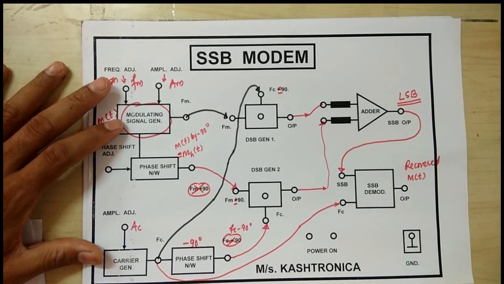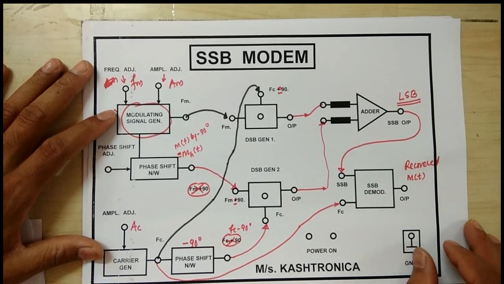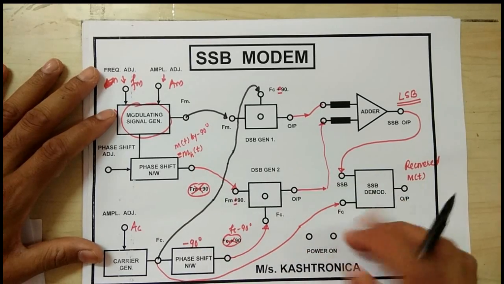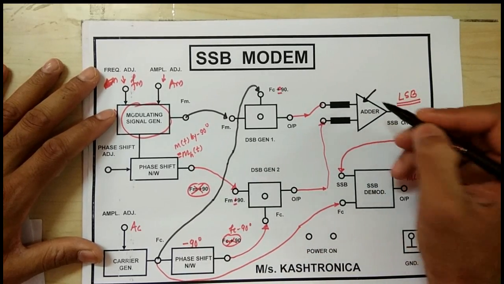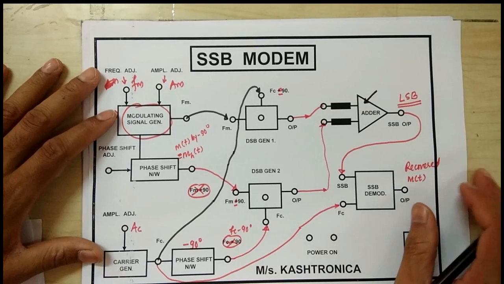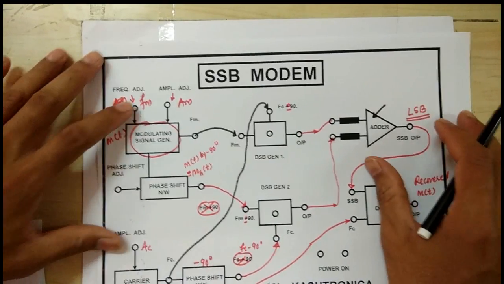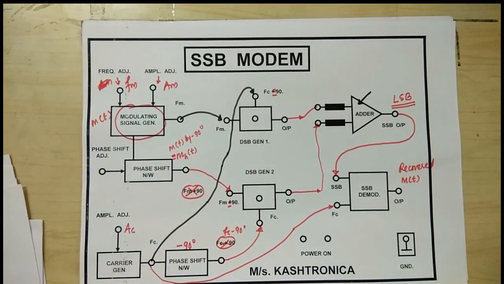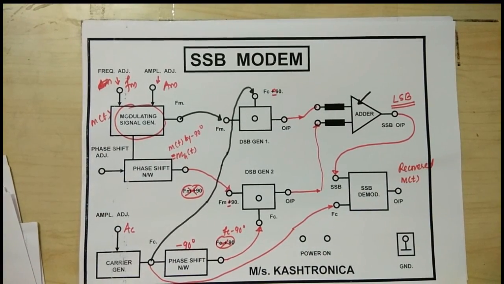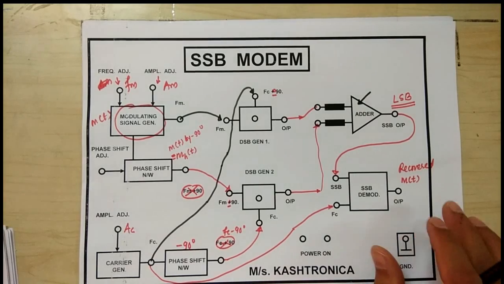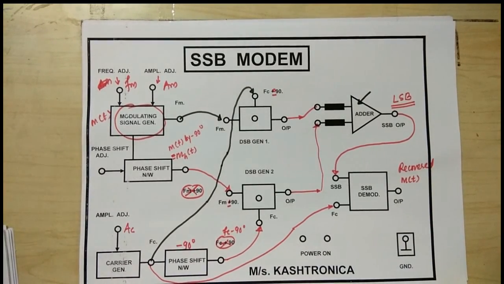Now the point here is that in this kit we have an adder, we don't have a subtractor. So does that mean that we can generate only LSB from this kit? Can we not generate the USB? But through this kit we can also generate USB. How to see that? Let us try to observe this block diagram.